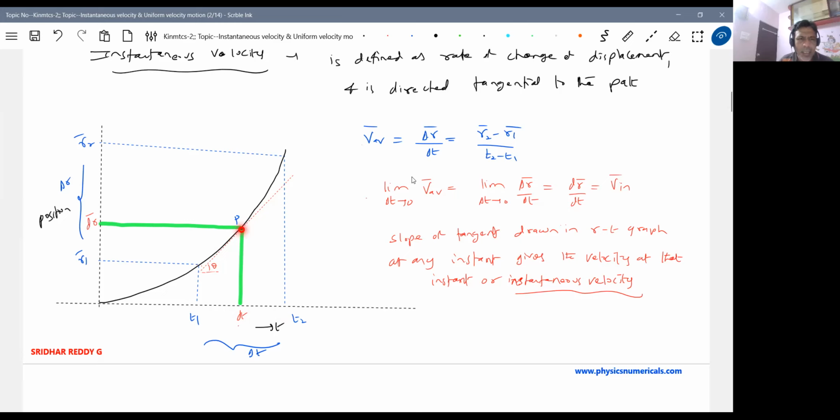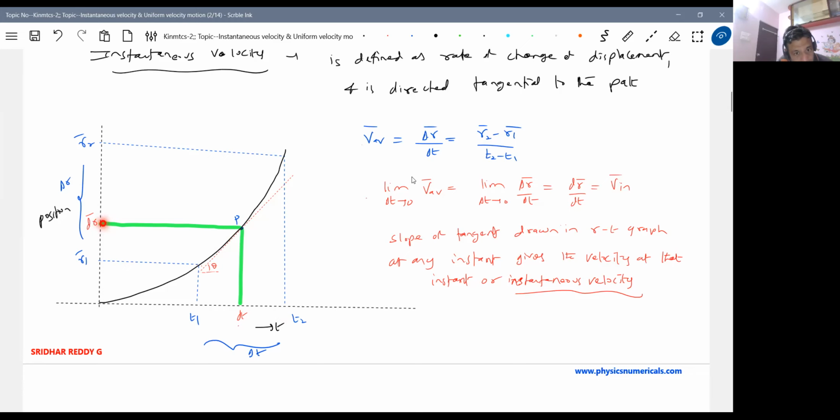Then in the displacement versus time graph, if I draw a tangent at that particular point, it will give the slope, and the slope of the tangent drawn in the r-t graph will give the instantaneous velocity. That is the meaning of velocity at that instant. Over an interval of time, the velocity is defined as average velocity. This delta t, I'll make so small that it almost tends to 0. Then at that instant, I'll measure the small change in displacement.